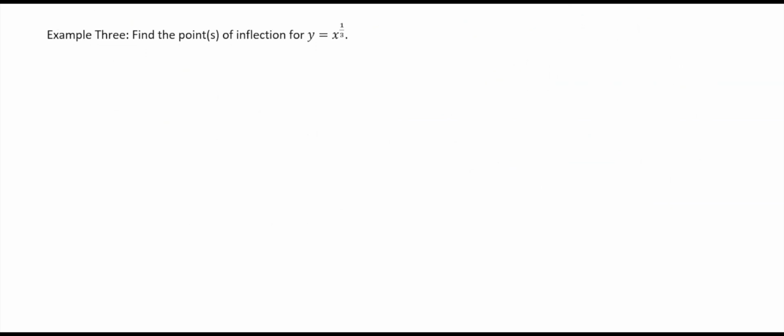Okay, let's look at this next one over here. Find the points of inflection for y is equal to x to the power of 1 over 3. So I'm going to find y prime. Y prime is 1 over 3, x to the -2 over 3. And then over here, this is y double prime, and I get -2 over 9, x to the -5 over 3. Okay. So another way of writing this is -2 over 9, and then in the denominator, I would have x to the 5 over 3.